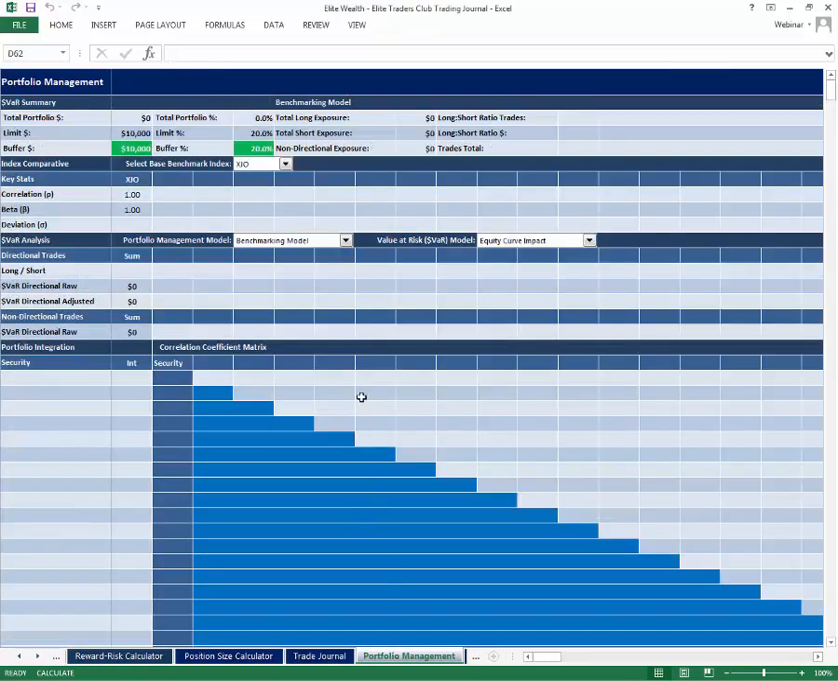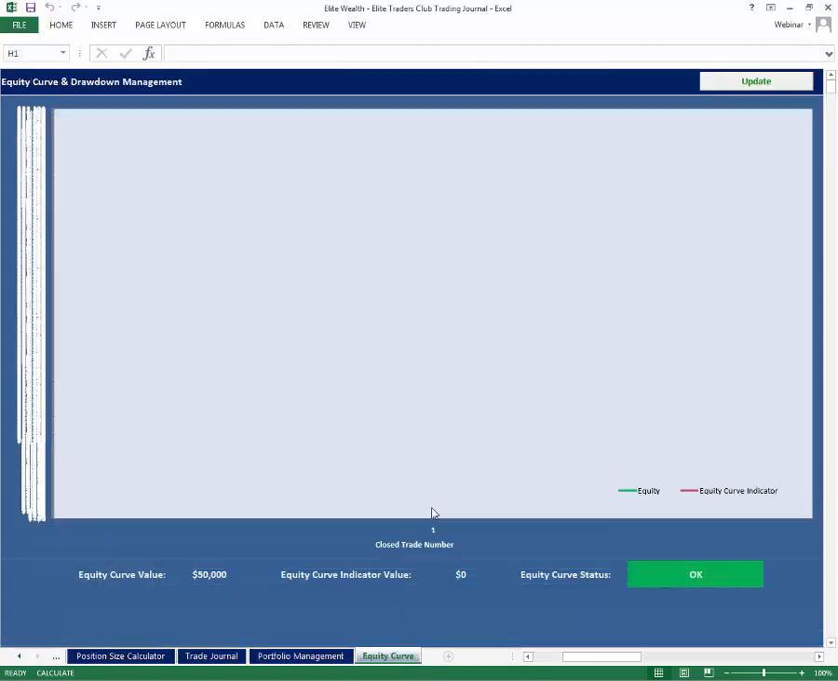The portfolio management page tells us the dollar VAR, dollar value at risk, and how much you have available to you in the current market strictures. And the last page is our equity curve, which at the moment is 0.